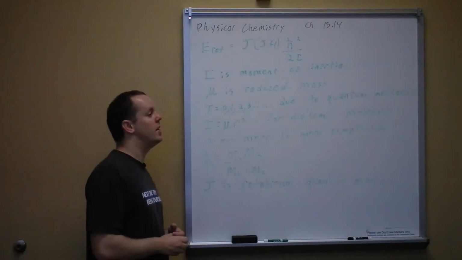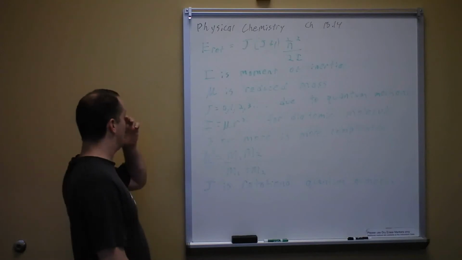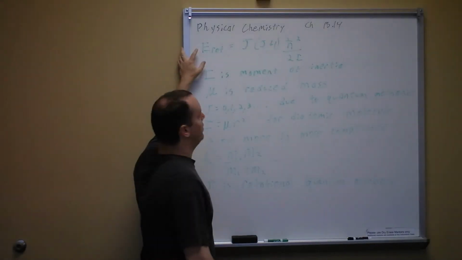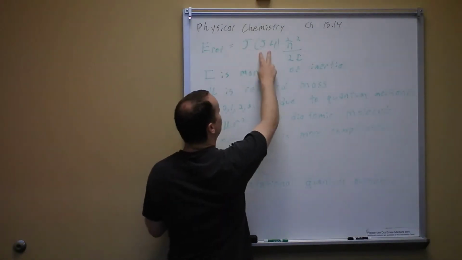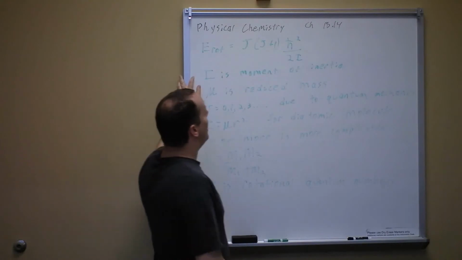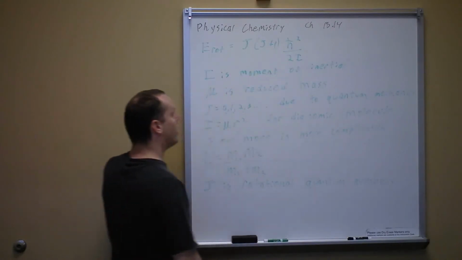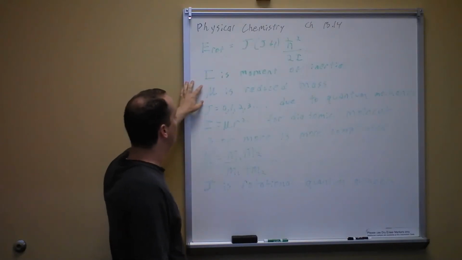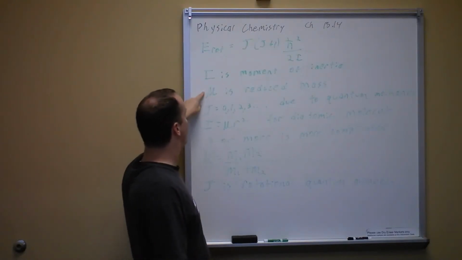Continuing on physical chemistry, chapter 18, we're in section 14 now, talking about the two-particle rigid rotor. So the energy of rotation for this system is J times J plus 1 times h bar squared over 2I. Now I is the moment of inertia. Hopefully when you had physics you talked about moment of inertia already for a classical system. And then mu is reduced mass.